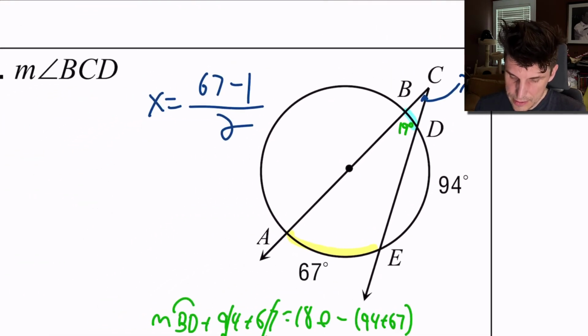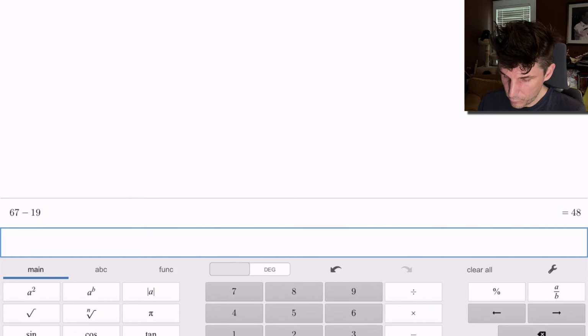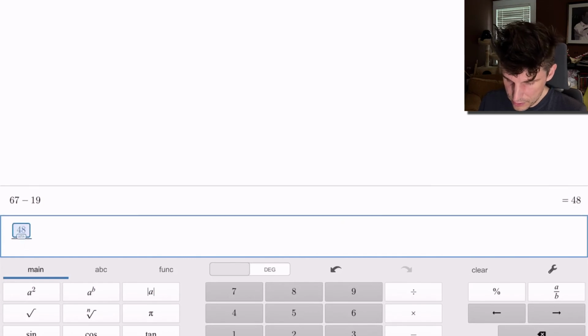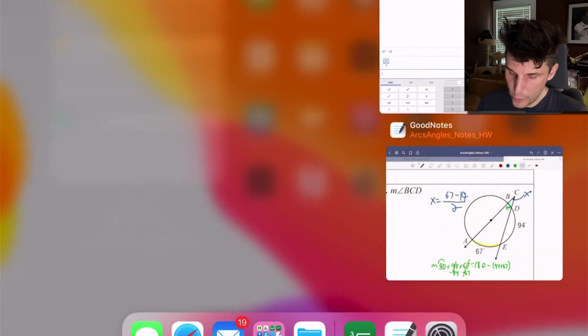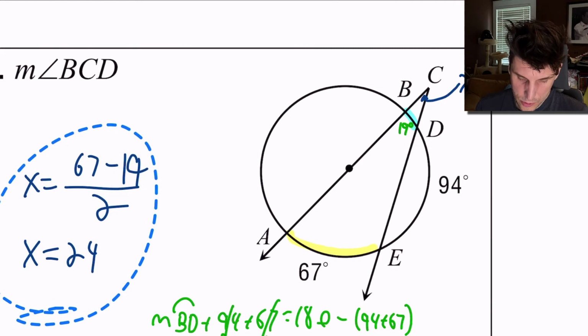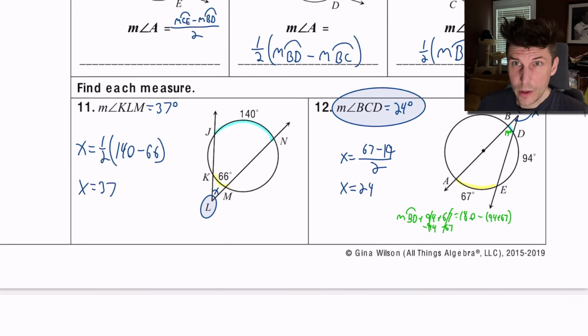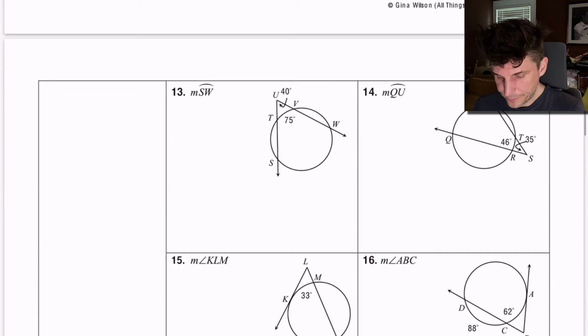So 67 minus 19 divided by 2, that's how we're going to find that. 67 minus 19 gives us 48. And let's take that answer and divide it by 2. We get 24. So X equals 24. And we can write the answer here because X represents this angle, 24 degrees. Lovely. All right, let's keep going.